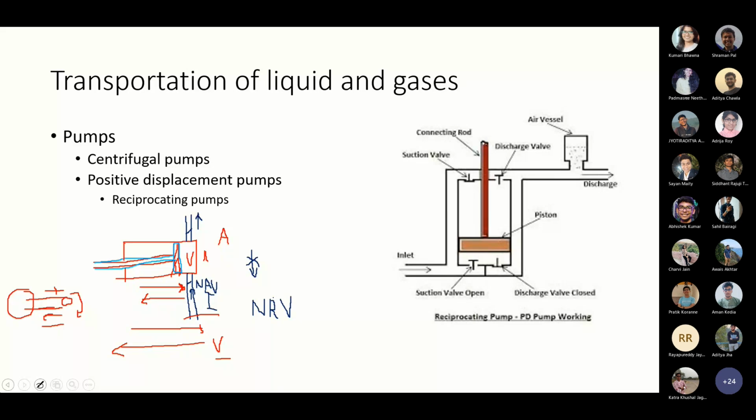Because of the reciprocating action of this piston, the fluid moves. So that's what is called reciprocating pumps. And here we have the double acting reciprocating pumps. Because in this case suction happens once, then discharge happens once. To mitigate that issue, we have the double acting reciprocating pumps.